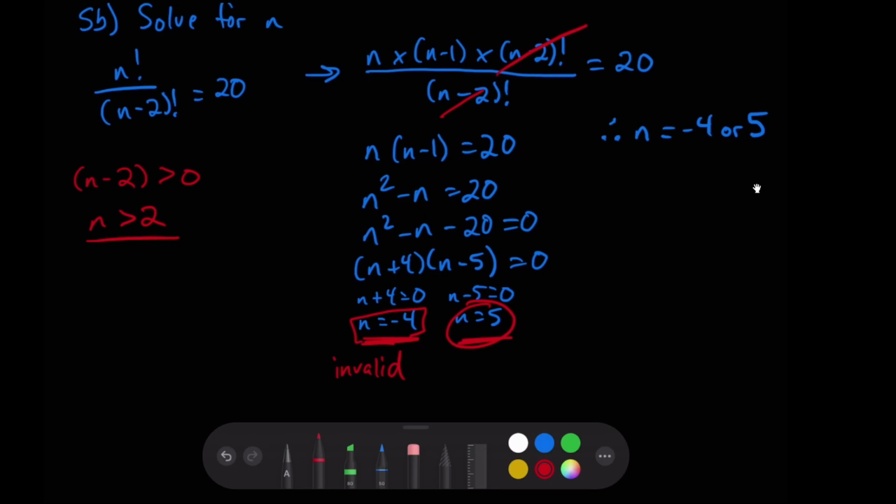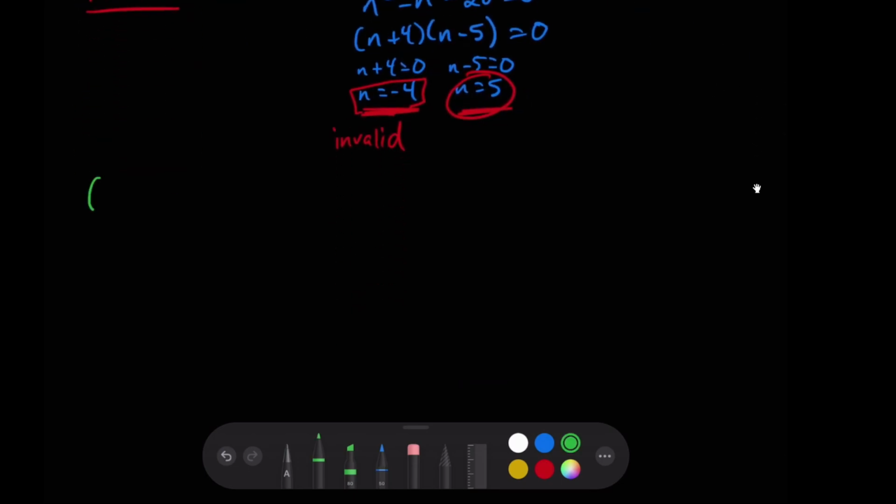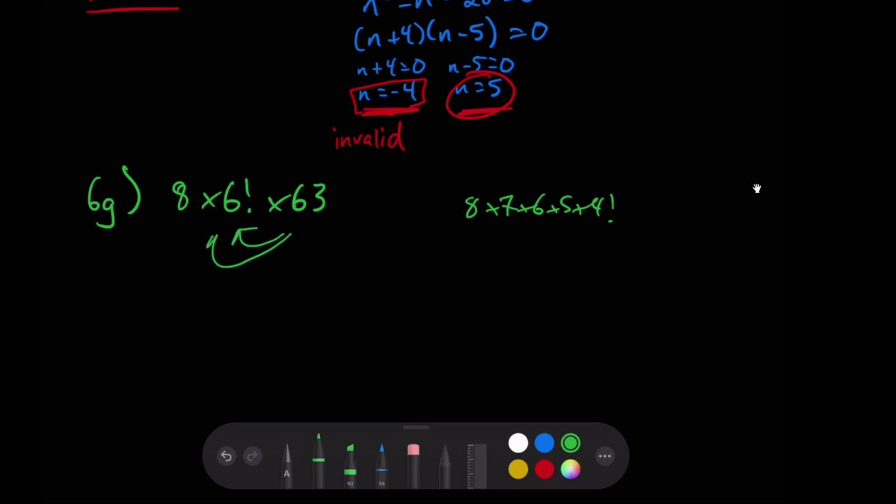Next, we'll take a look on the same sheet at 6g. Question 6 asks us to write each of the following in factorial form. Do not evaluate. And 6g looks like this: 8 times 6 factorial times 63. What we want to do here is express these things in terms of their factors. Basically, I want to end up with something like 8 times 7 times 6 times 5 times 4, and so on. Anytime I have a big number, I want to find factors that'll break down to something like 8, 7, 6, something in that area.